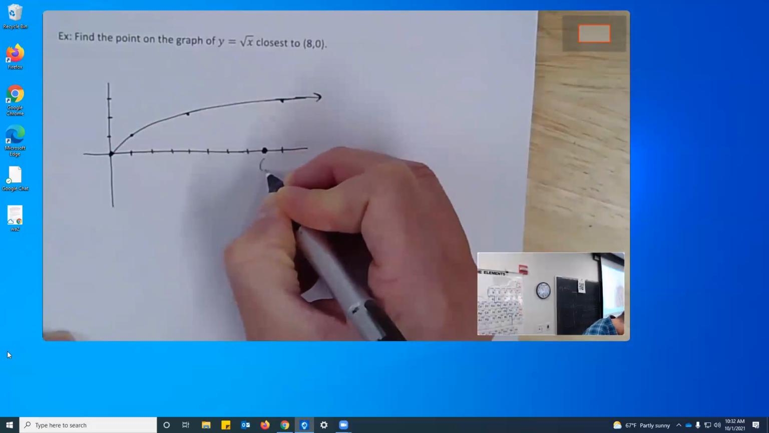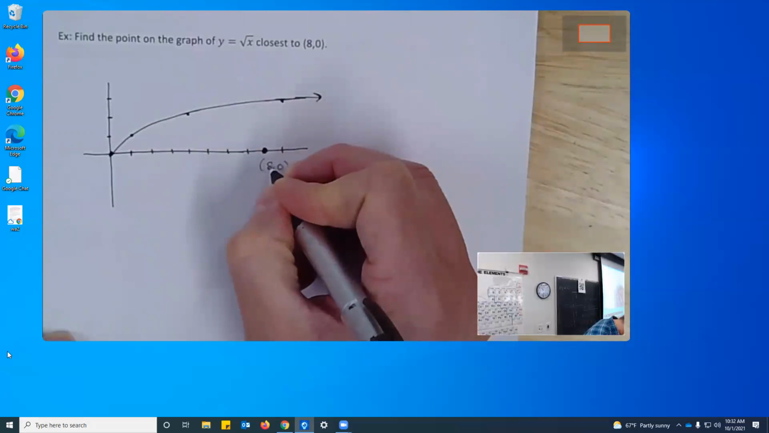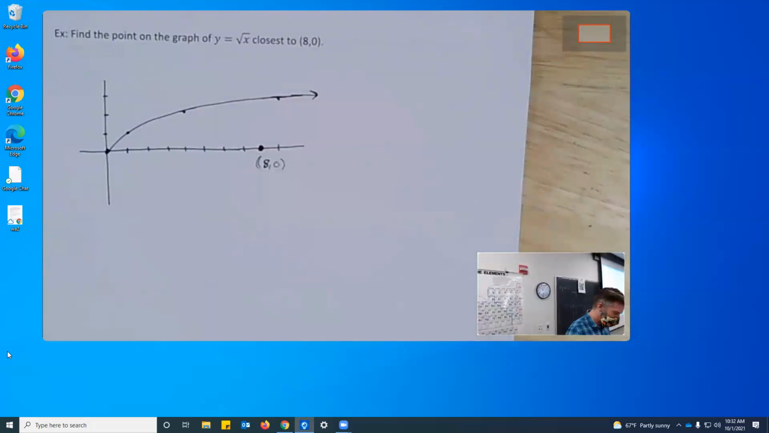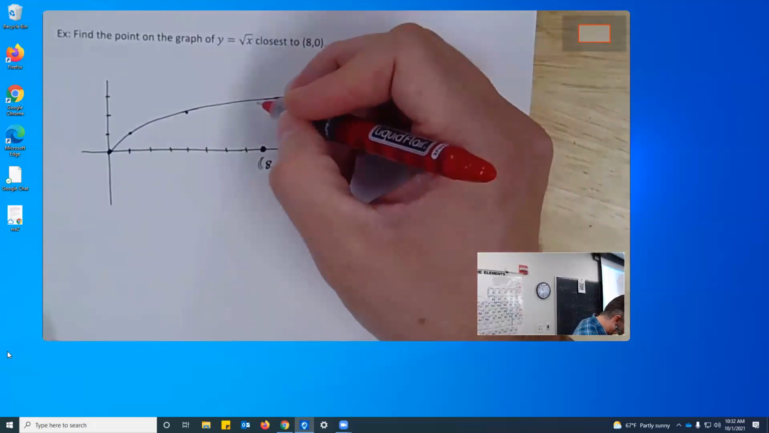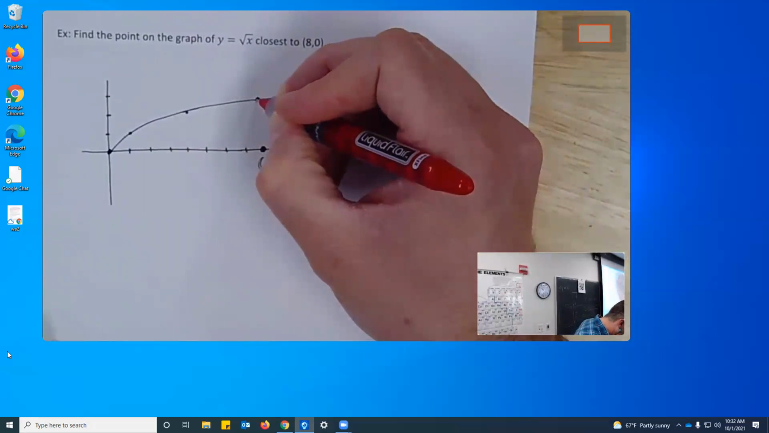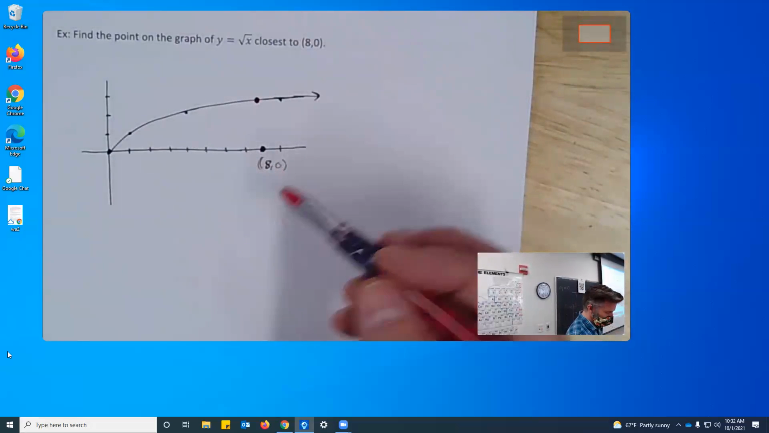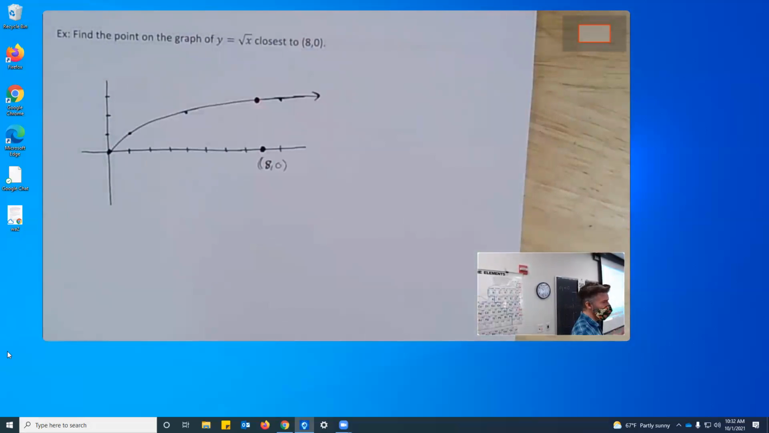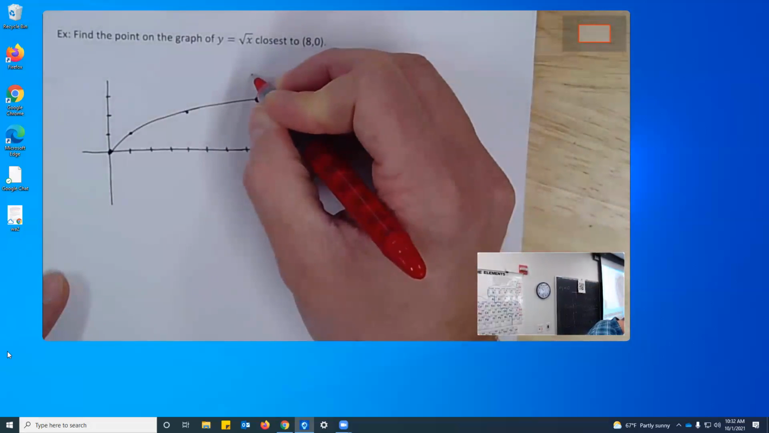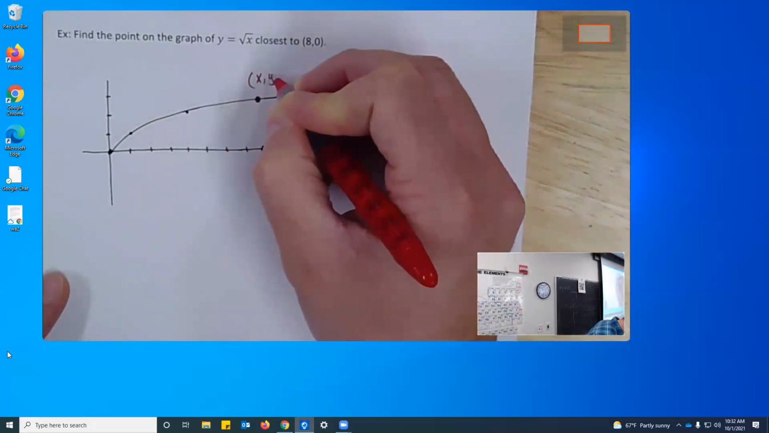So there's 8, 0. And there's some point on this graph that's probably here-ish. I don't exactly know what it is. And since I don't know what it is, I'm going to give it a name that represents it as unknown, right? I don't know if it's the point like 7, square root of 7, or some other weird thing. I'm going to call it x, y.